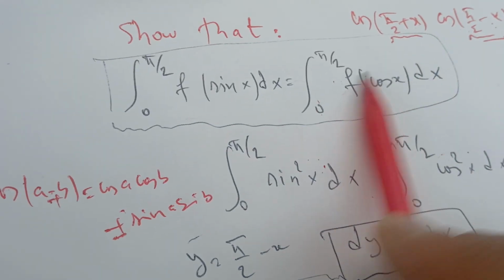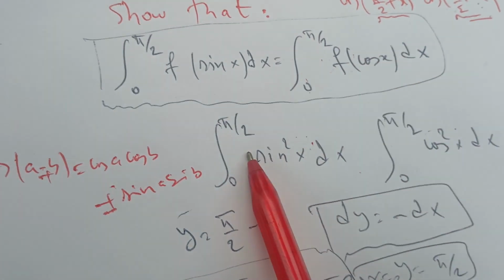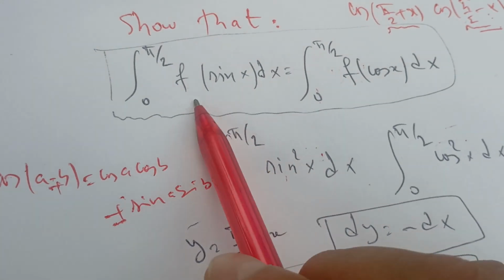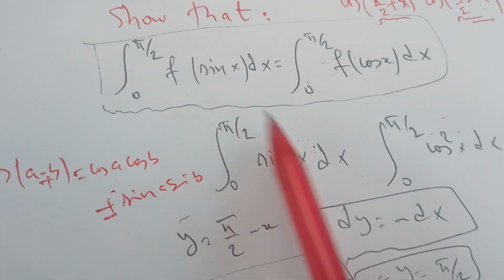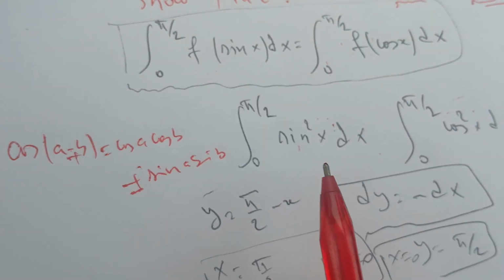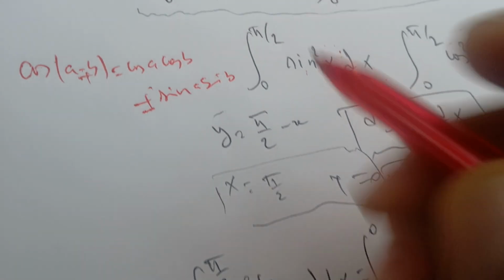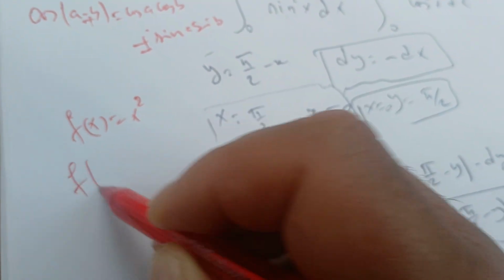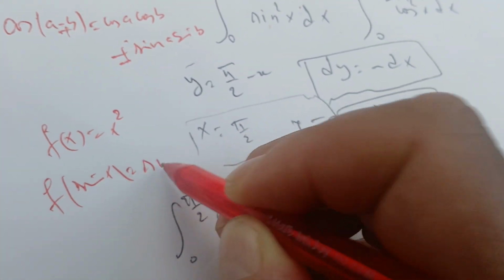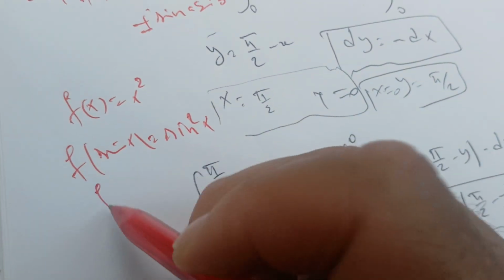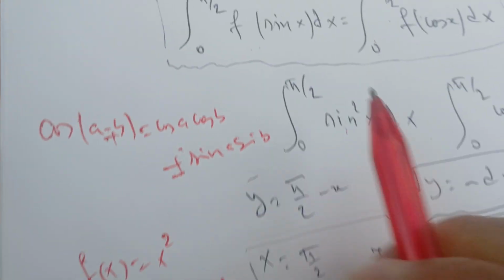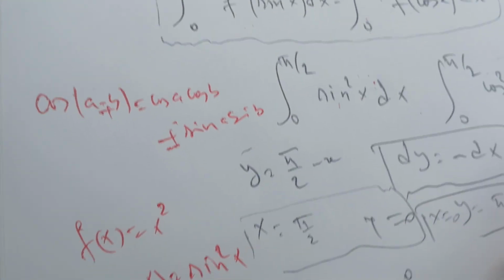Okay, now we can use this result here. We showed this result. We can use it to find these values here. What's our f in this case? Okay, what's our f here? Clearly the f is x squared. Because if we have f of x is x squared, what's f of the sine of x? It's going to be sine squared of x. And what's f of the cosine of x? It's going to be cosine squared of x.